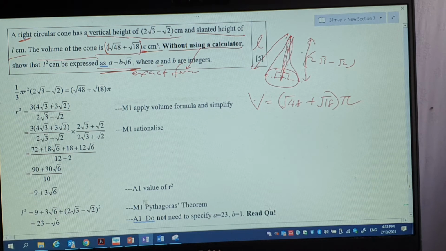The height is this, right? But we don't know the radius. If we know the radius, we can straight away use Pythagoras theorem. You see, I skip to this part to show you what we actually want.